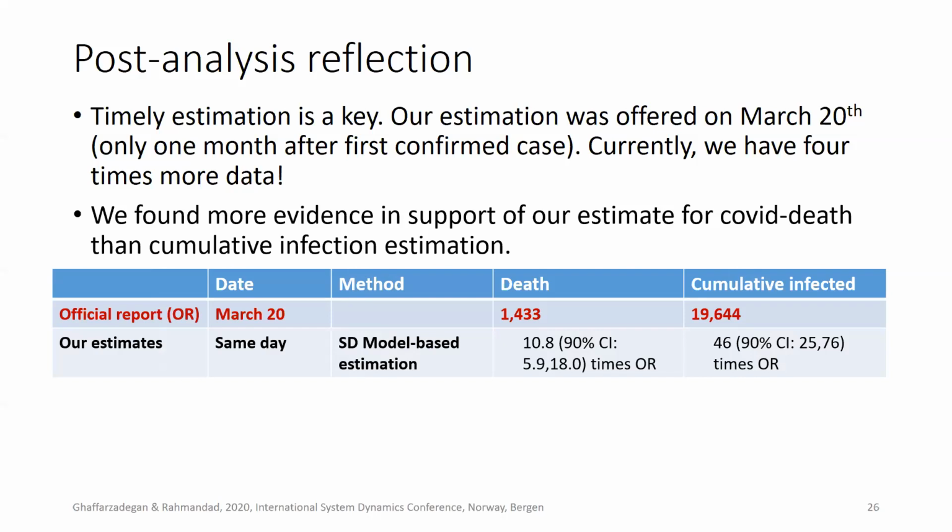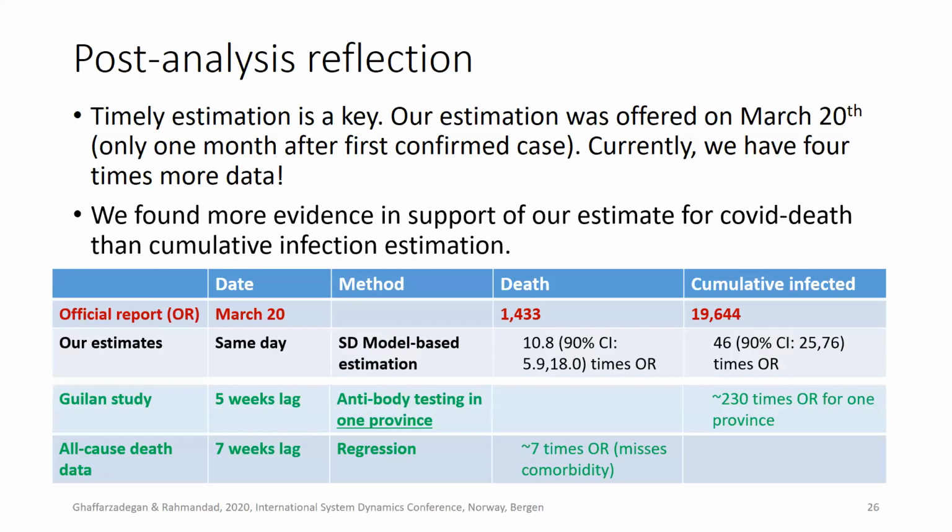Official reports, if you remember, were 1,400 deaths and about 20,000 cumulative infected. Our estimates were 10 times more than, or 11 times more than that. And for cumulative infected, about 46 times more than official reports. Later on, 2 studies came out. 5 weeks later, there was a testing study in 1 province.